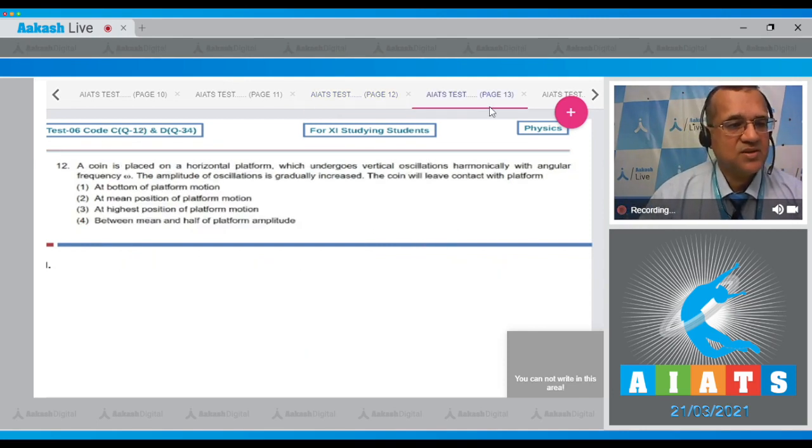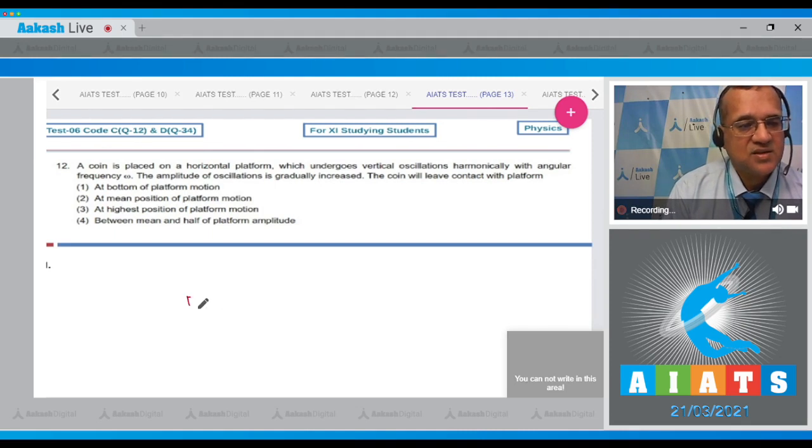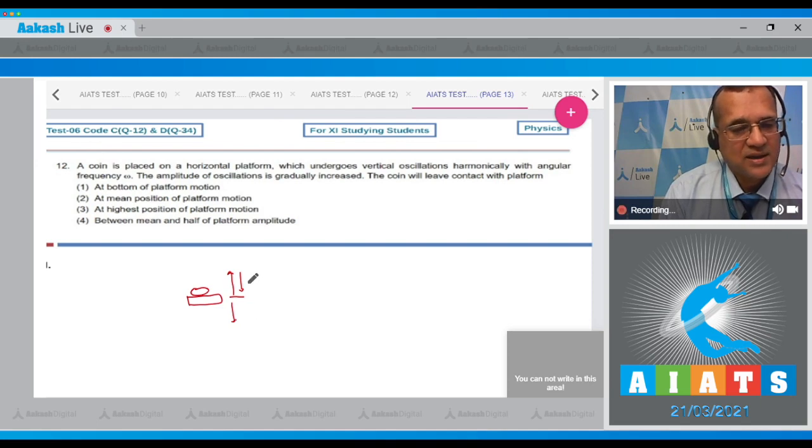Question number 12: a coin is placed on a horizontal platform which undergoes vertical oscillation harmonically with angular frequency omega. The amplitude of oscillation is gradually increased. The coin will leave contact with the platform. Now what happens? This is some platform and the coin is placed on it. So it is undergoing vertical oscillation. And see, at the extreme points, it has the maximum acceleration, at this point and this point.